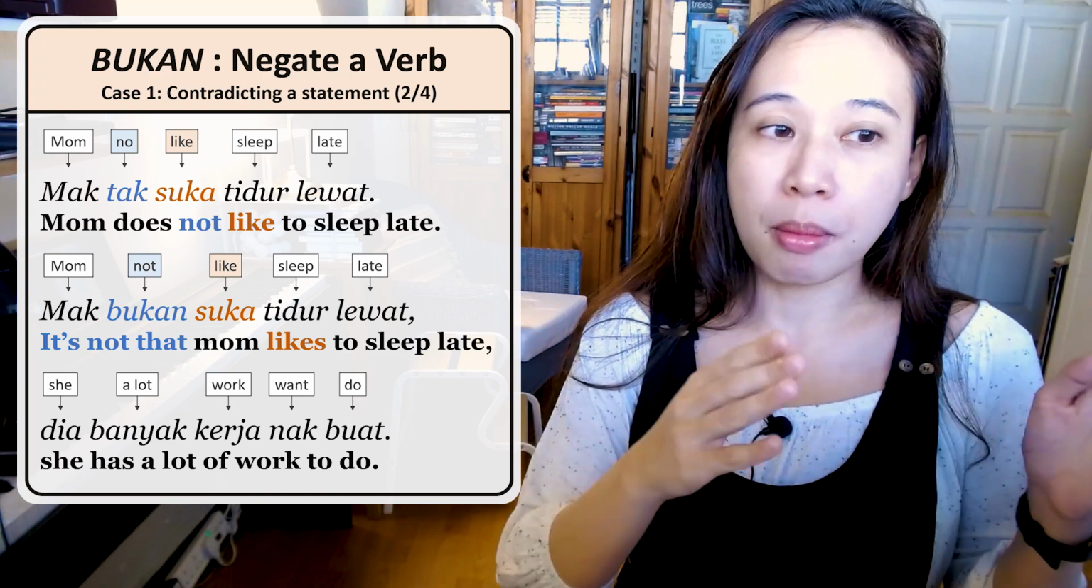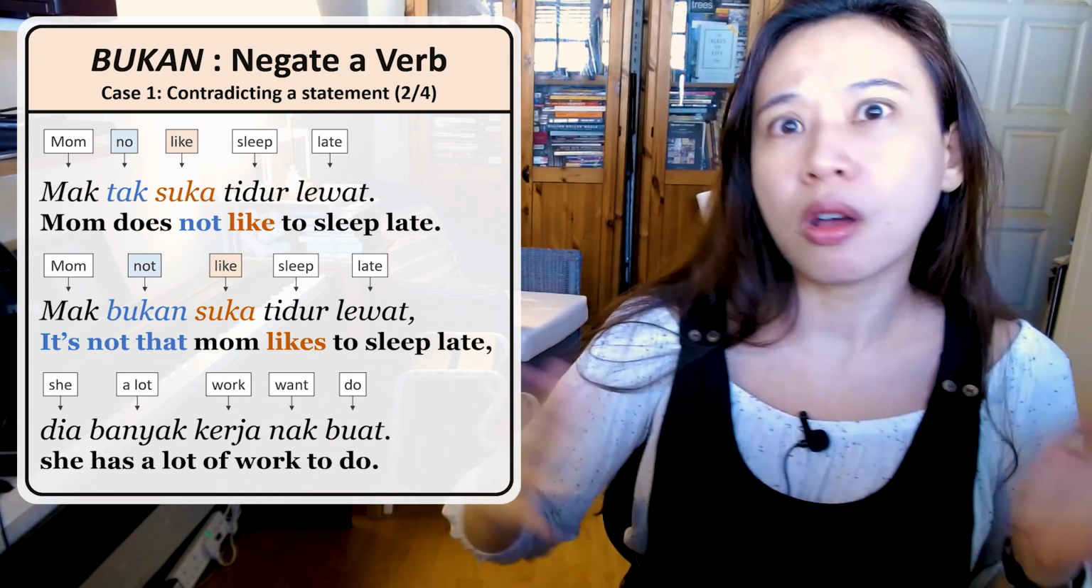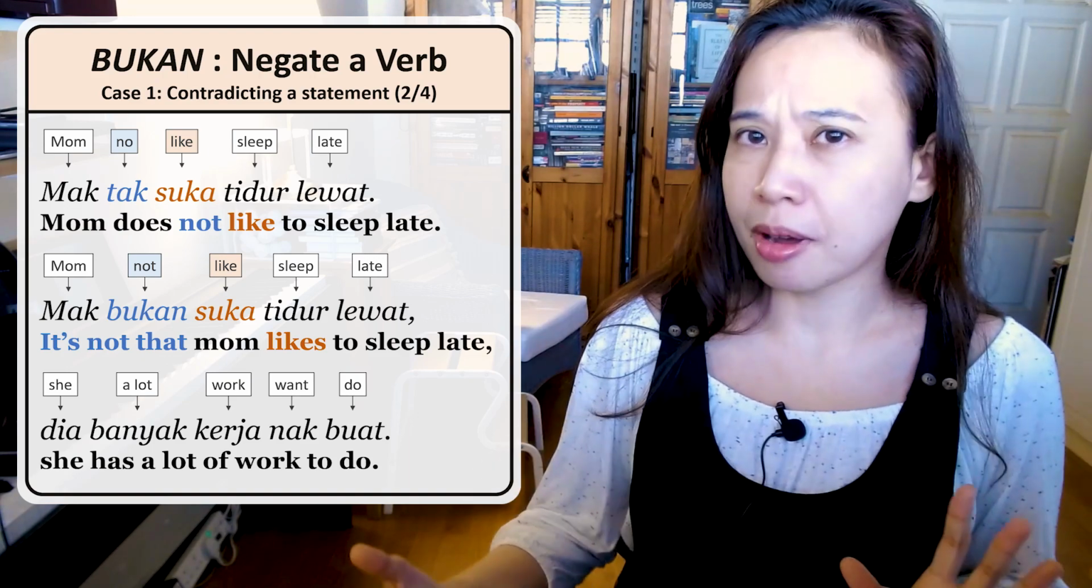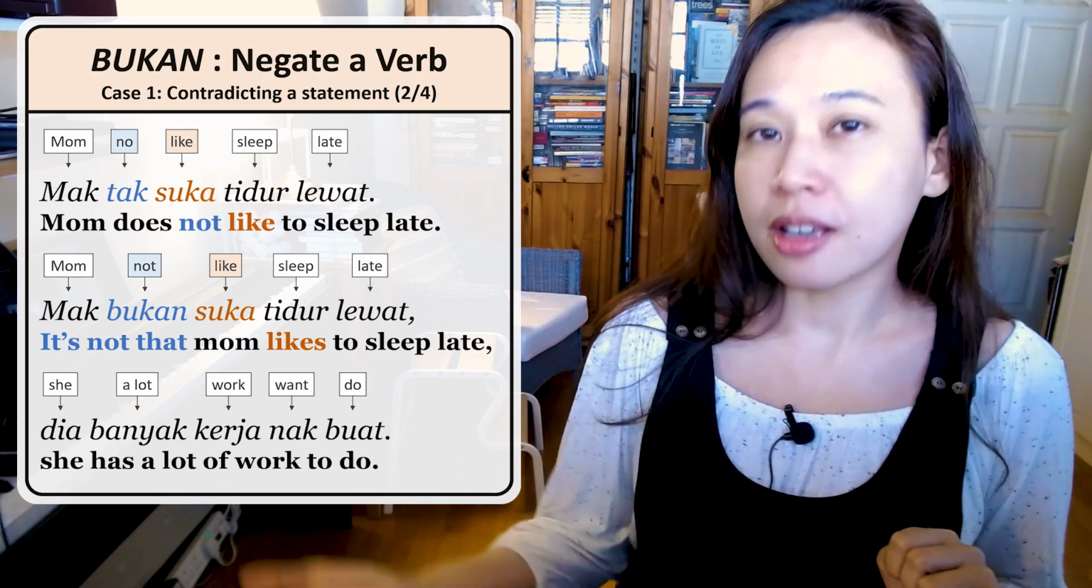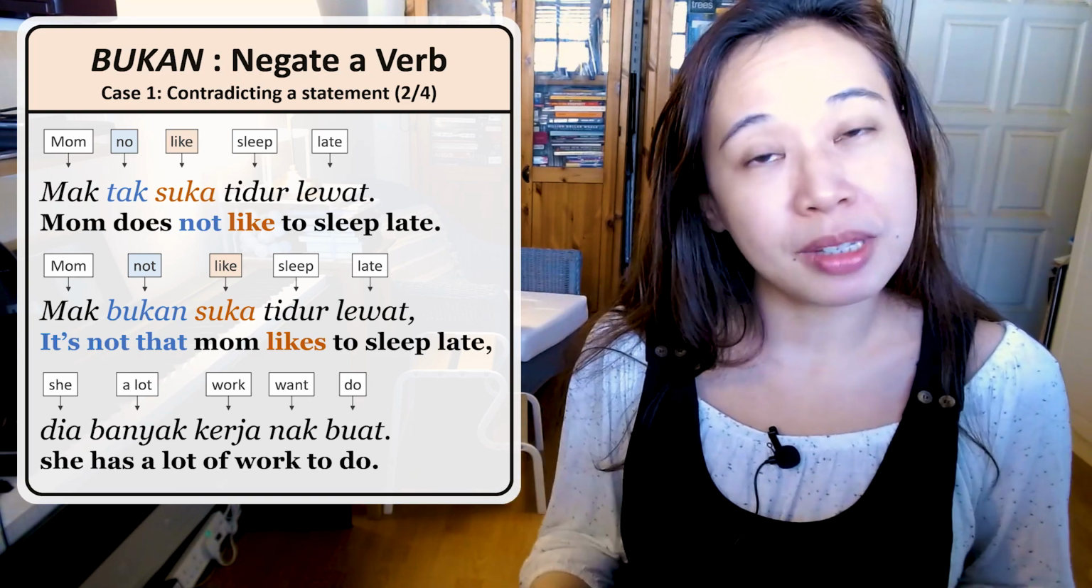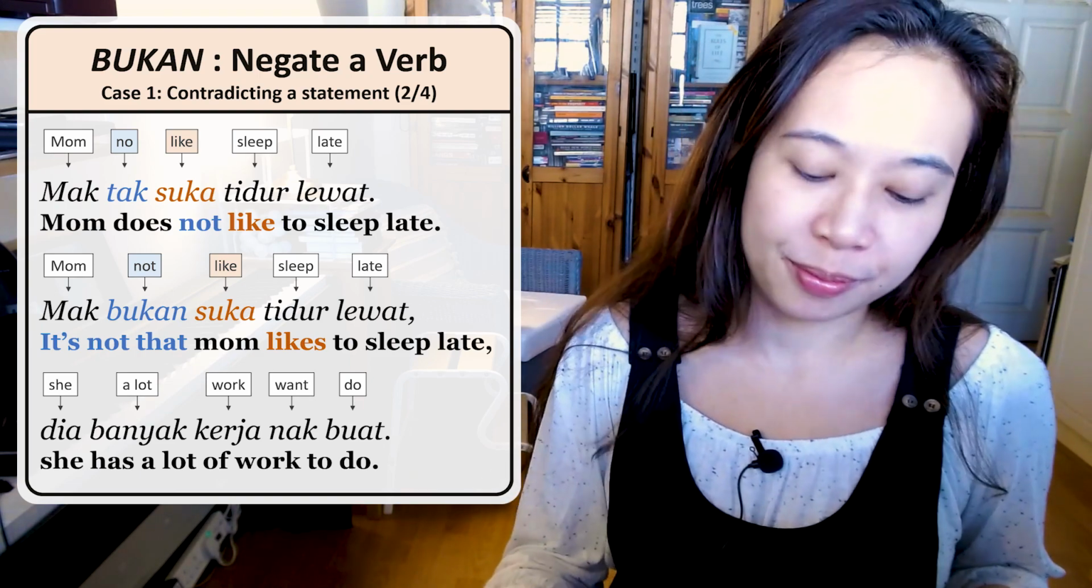Okay, from mak tak suka tidur lewat, mom does not like to sleep late. Mak bukan suka tidur lewat. It's not the case that mom likes to sleep late. Dia banyak kerja nak buat. She has a lot of work to do. That's why she sleeps late. It's not that she likes it.